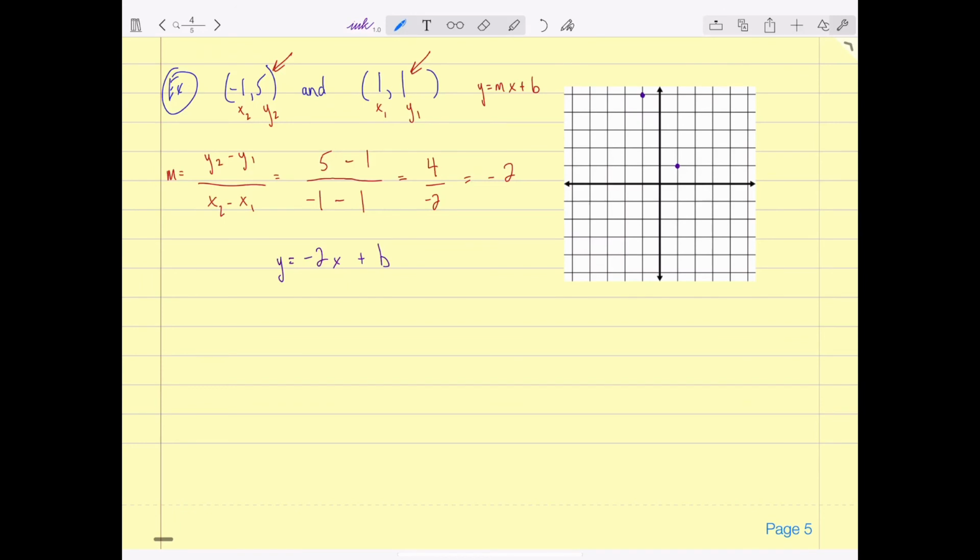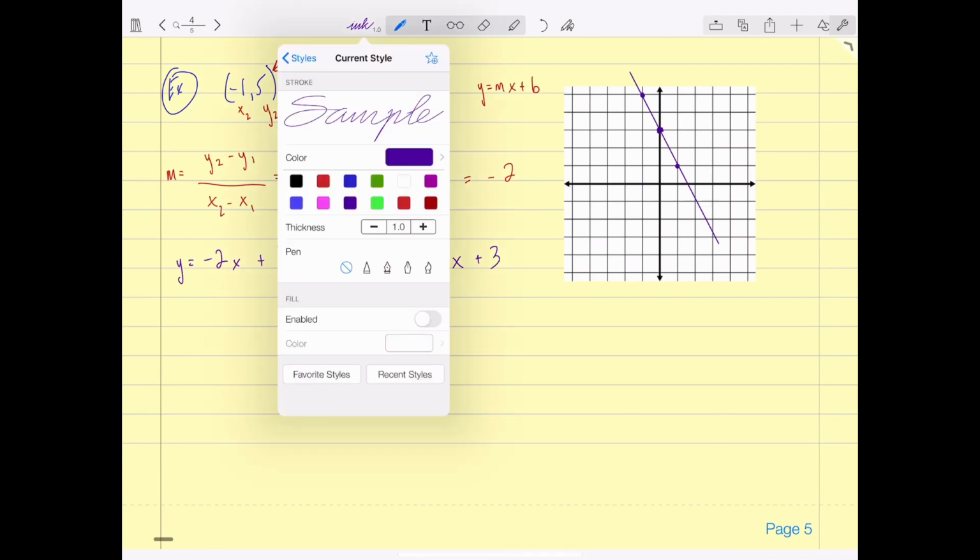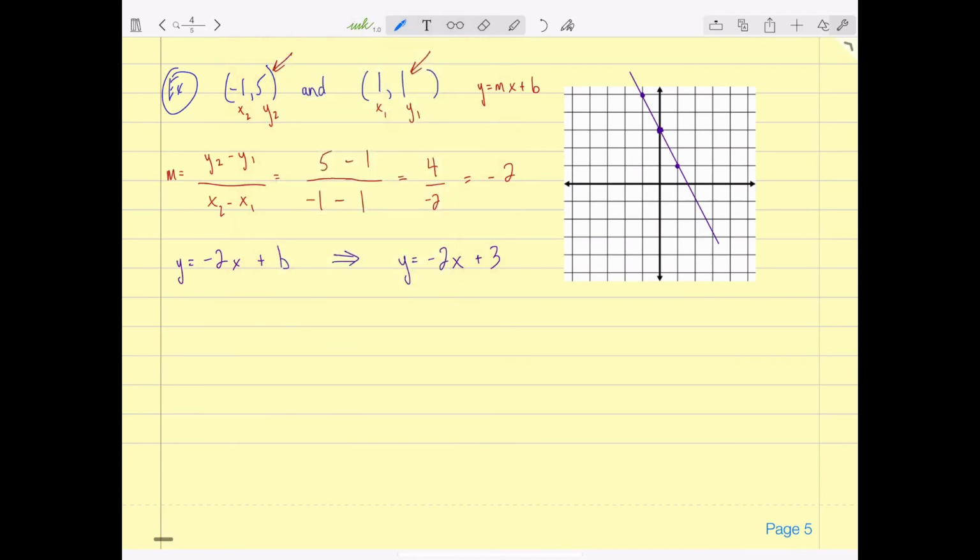Okay, so here's one way to do it. If I just connect those and I draw a good picture of that, I can see that the intercept is right here. So this would be a value of 3. So I'm going to move that over and I'm going to say, okay, y equals negative 2x with an intercept of 3. But what if you didn't draw the picture? That's the other part of this. So this is the answer.